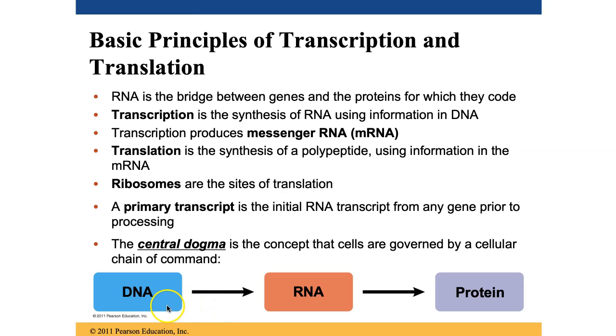When we transcribe DNA, we create a transcript, and it's called a primary transcript because we have to take that initial primary transcript and process it and modify it a little bit more before it becomes the true mRNA that goes to the ribosome to be translated. But we'll see that.